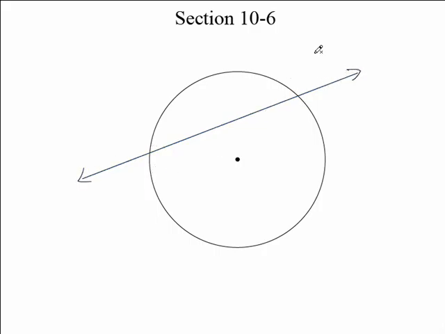The other one was tangent. This one is called a secant, S-E-C-A-N-T. Not sure where they're getting these words from, but it's called a secant.